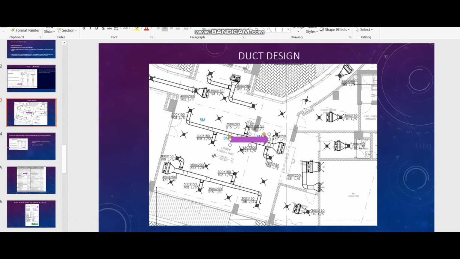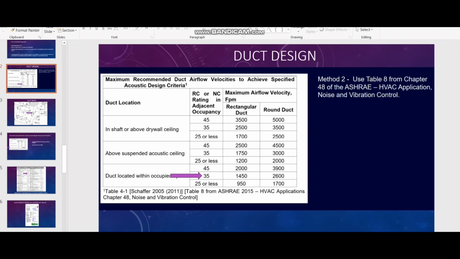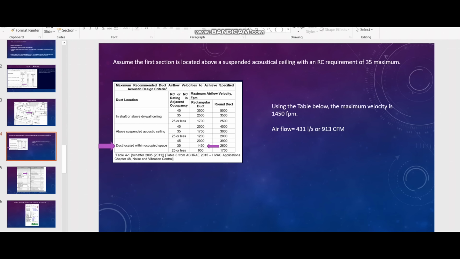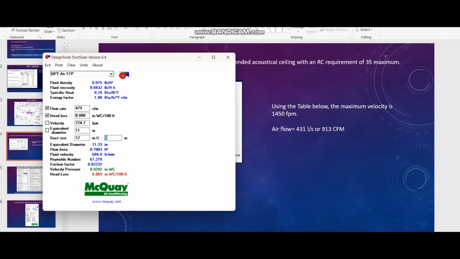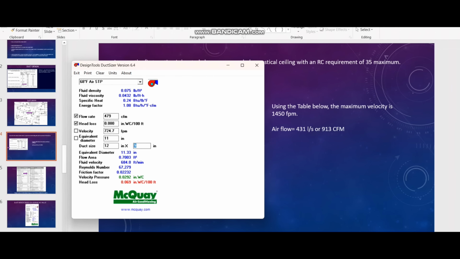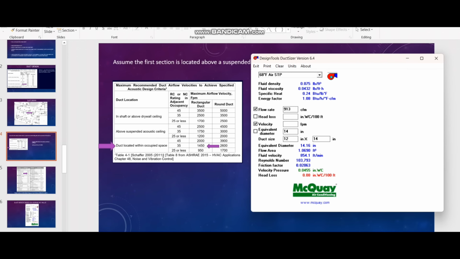So you can see the airflow value for this FCU. It is 431 liters per second, which comes from the cooling load calculation. And you know the maximum velocity in our case must not exceed 1450. So using these two conditions, let me do the duct design. First thing, you can see the flow rate. It is 431 liters per second, which is equal to 913 CFM. So I am going to apply the same value here, 913 CFM. And what is the maximum velocity we have from the ASHRAE Application Handbook? It must not exceed 1450.